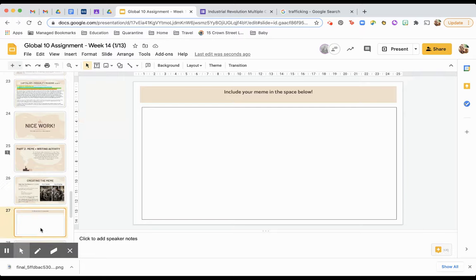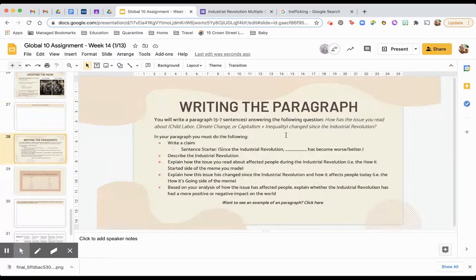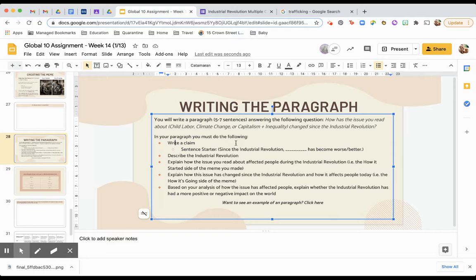The next thing that you're going to do after you add your photo is you're going to be writing a paragraph, 5 to 7 sentences. What you're going to write about is how the issue that you read about and that you created a meme about has changed since the Industrial Revolution. So you're going to write a claim. You're going to say, since, as you notice, we're using a conjunction here, since the Industrial Revolution, blank has become worse or better. So let's say you read about child labor. You'd say child labor has become, and then you would write if you think it's become worse or better.